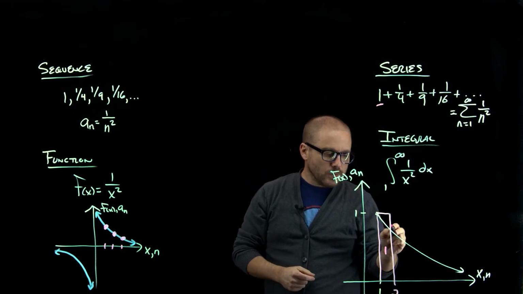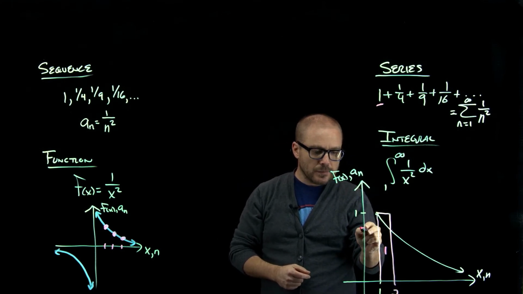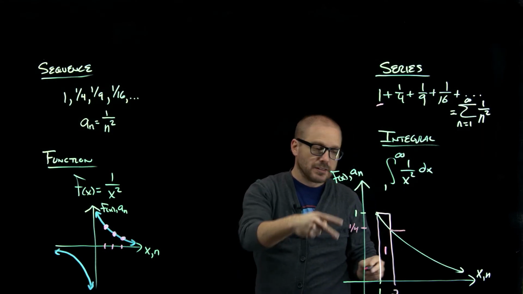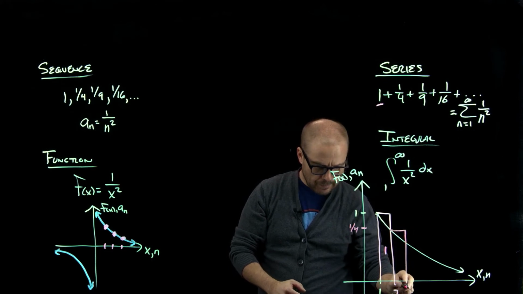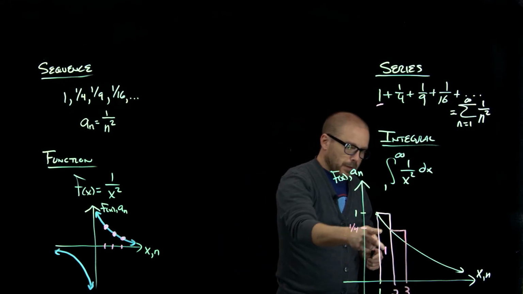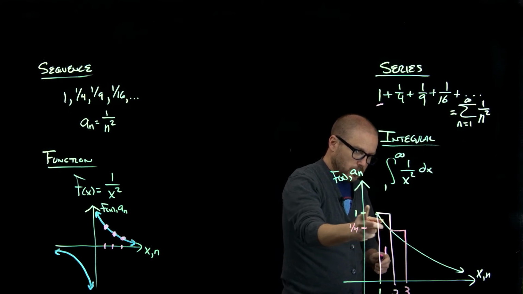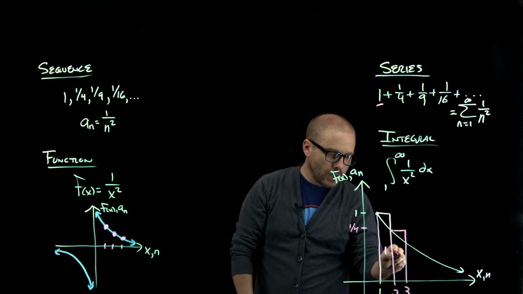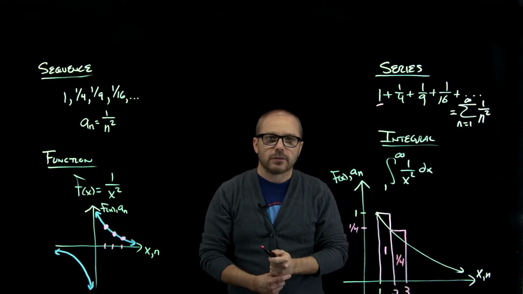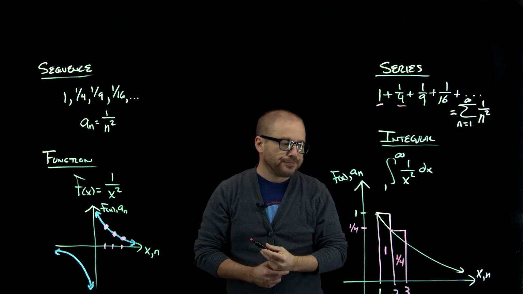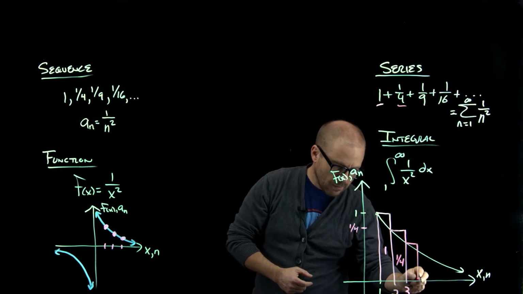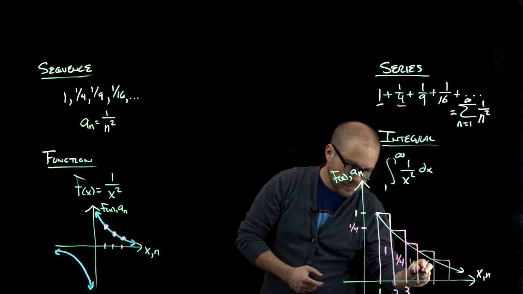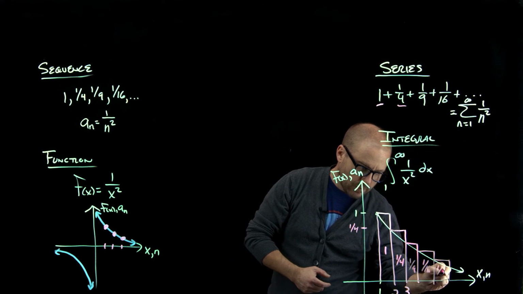Now, the next one at 2, the height there is a 4th, right? Again, I've distorted this scale just so we can see it. But the idea is the heights of these rectangles are being determined by that curve. It's got height 1/4, base 1. So the area of that rectangle is a 4th, which is the next term. And so on. 9th, 16th, 25th.